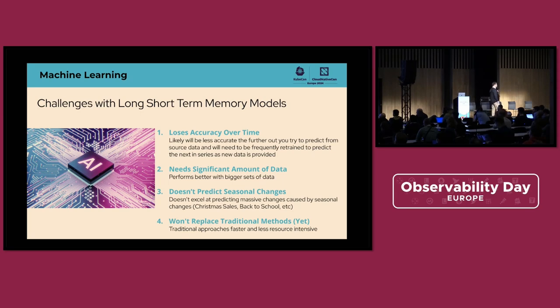It doesn't predict seasonal changes. So if you're a retailer and things pick up around Christmas or Black Friday if you're in the US, this isn't a good model for that. This is looking more for changes in your data consistently over time. So if you have more users continuing to use your application, or maybe you have fewer users, maybe someone's using a new API and there's a decrease and you want to reduce that request, this is perfect for that type of workload. It shouldn't replace traditional methods.